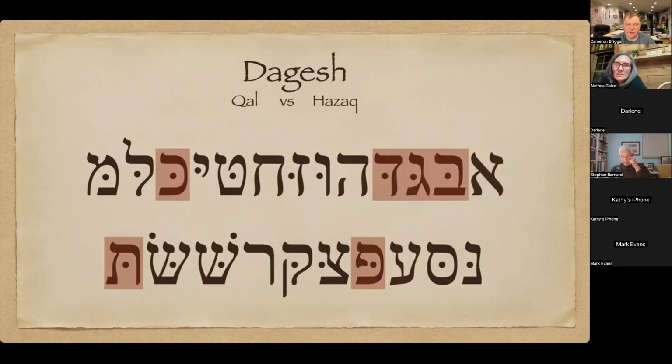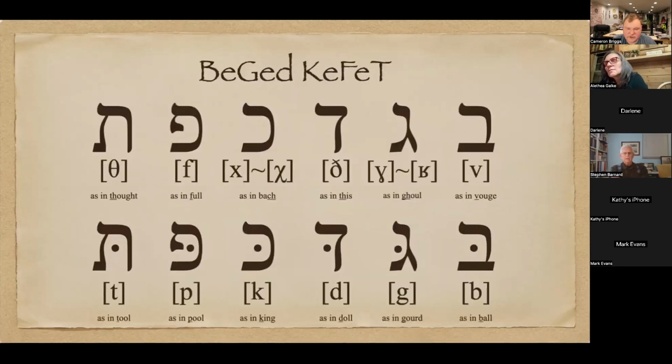And so here are the Beged Kefets, which we already learned. We learned those a few weeks back. There are 6 Hebrew consonants that receive the Dagesh Kal, and those are Beged Kefets: Bet, Gimel, Dalet, Kaf, Pei, and Tav. And I've got those highlighted there. So let's take a look at our original chart that we showed a few weeks back.